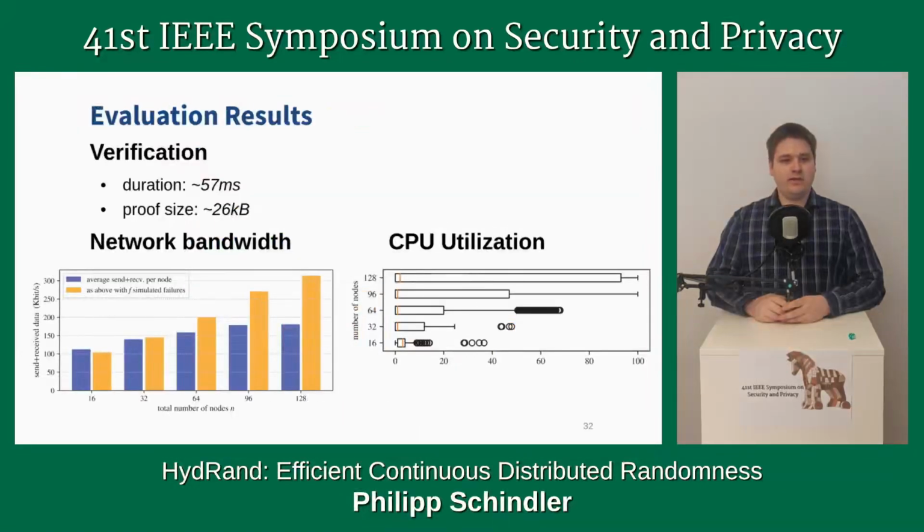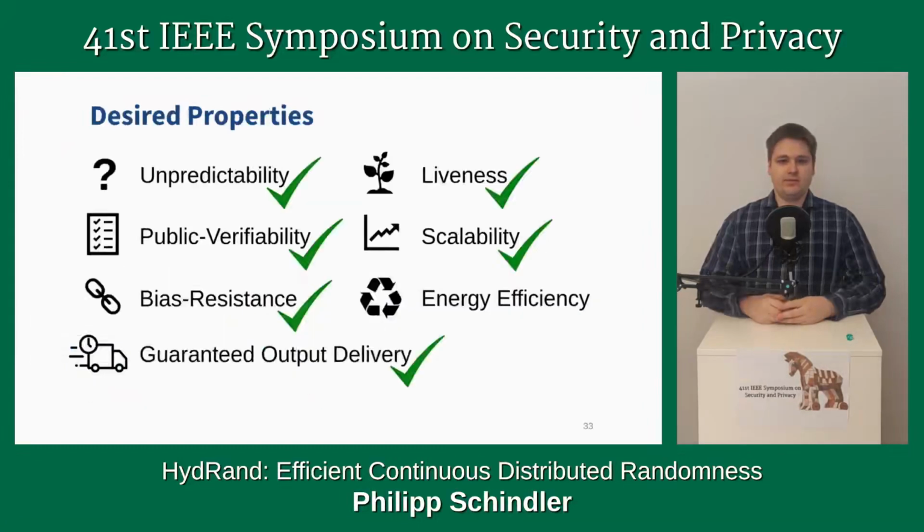In this scenario, verification of the produced randomness takes approximately 50 milliseconds, and the corresponding proofs are a few kilobytes in size. The required network bandwidth is quite low, and the performance of the protocol was most likely CPU limited, as we used EC2 micro instances, which only have 1 GB of RAM and 1 CPU core available. HydRand is also energy efficient. At no point in the protocol are any expensive cryptographic primitives, for example mining algorithms as found in Bitcoin, used.